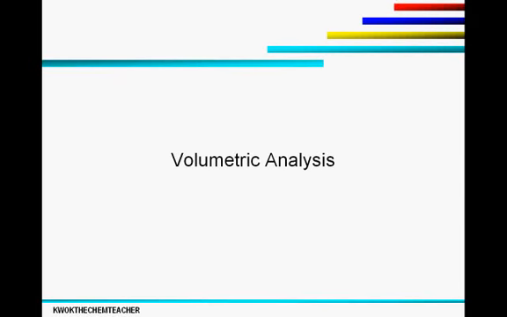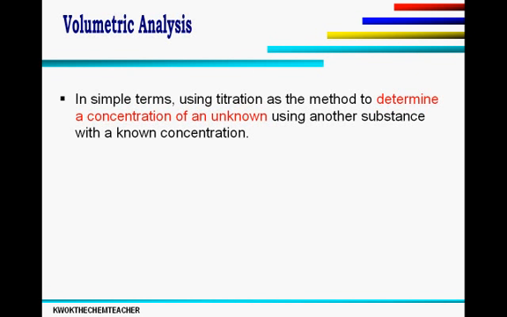In this presentation, I will be focusing on certain terms in volumetric analysis and certain calculations in this chapter. The definition of volumetric analysis, in simple terms, is using titration as the method to determine the concentration of an unknown using another substance with a known concentration.